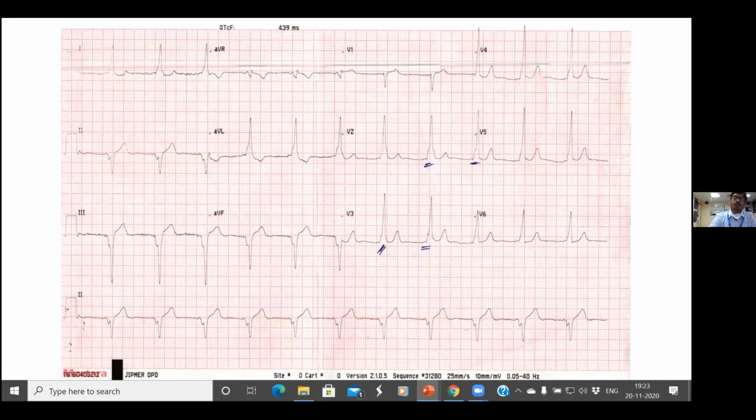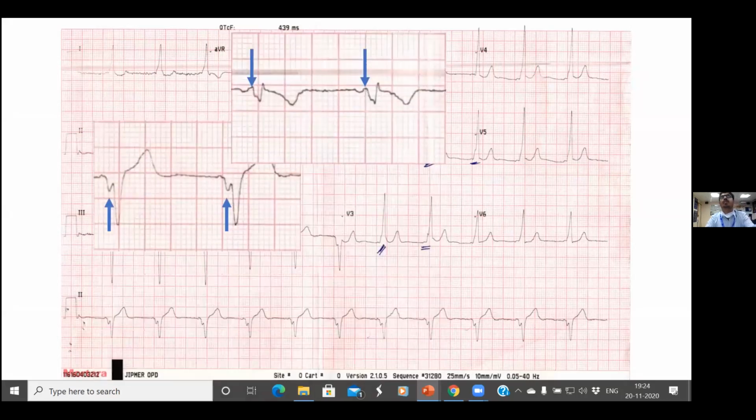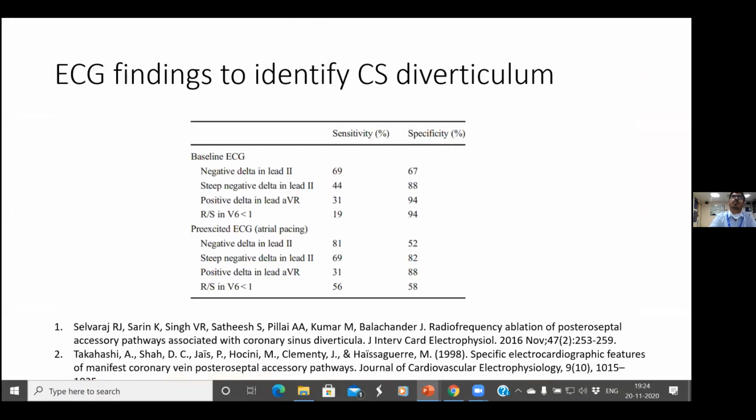So whenever one is suspecting a postero-septal accessory pathway, it is good to look for other ECG findings, which can help us in differentiating endocardial versus epicardial pathways. Mainly the findings in lead 2, aVR, and lead V6. Here we can see there is a steep negative delta wave in lead 2 and a positive delta wave in aVR, which suggests a CS ventricular accessory pathway or epicardial pathway.